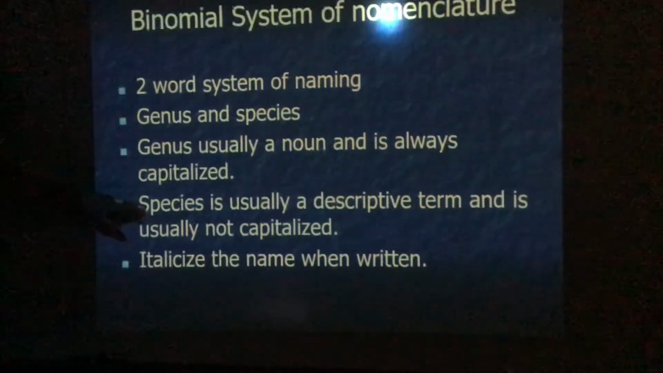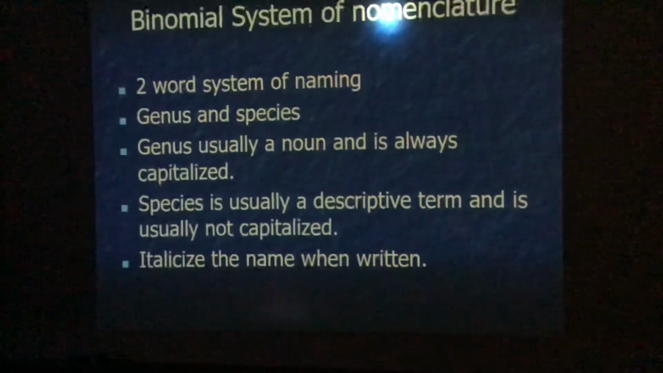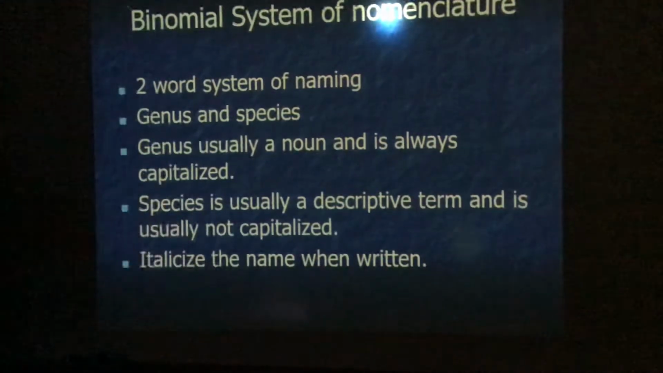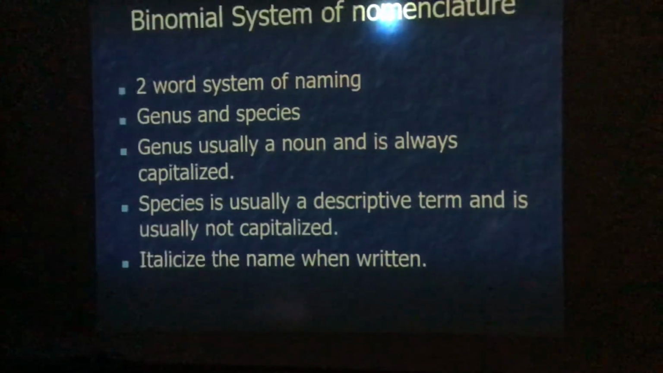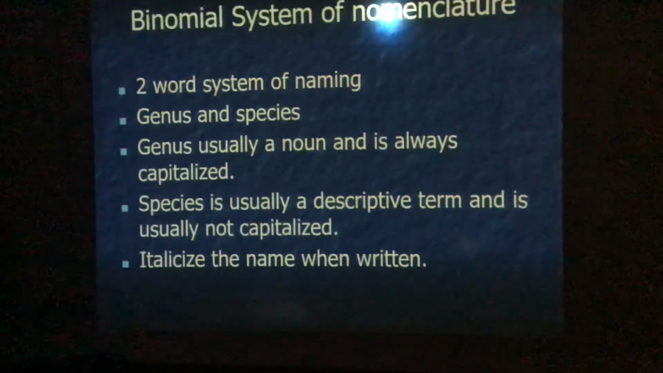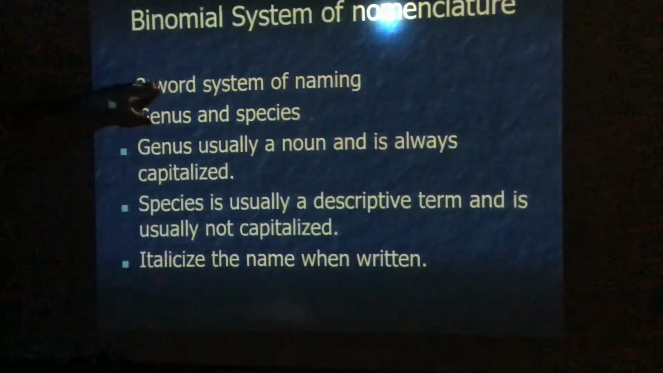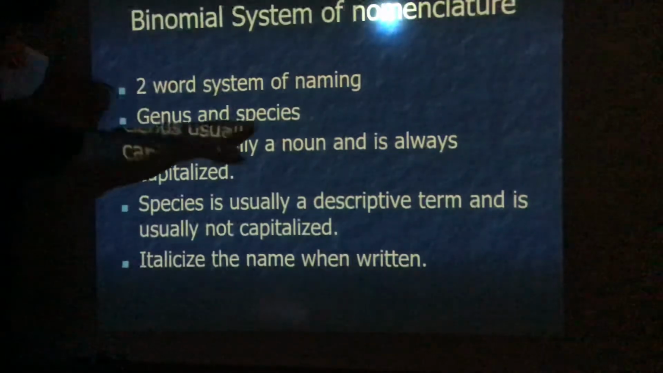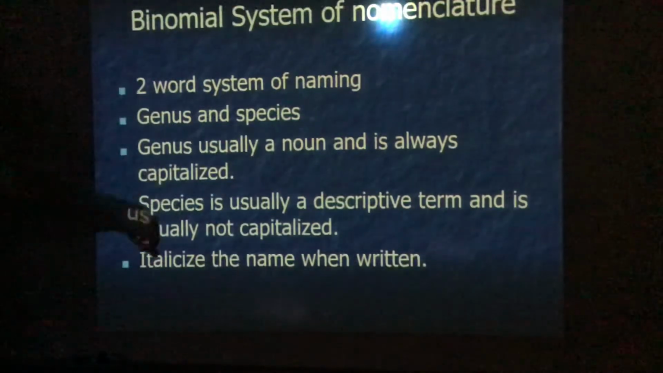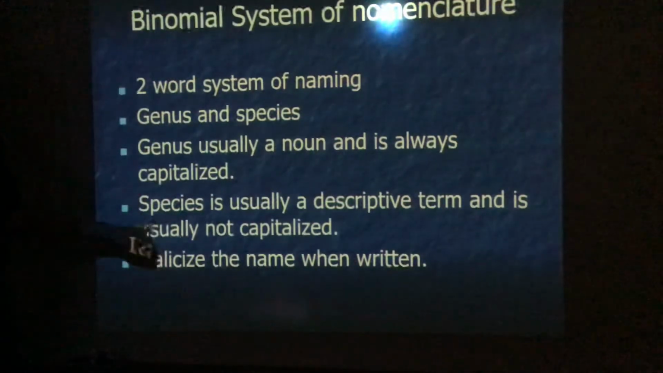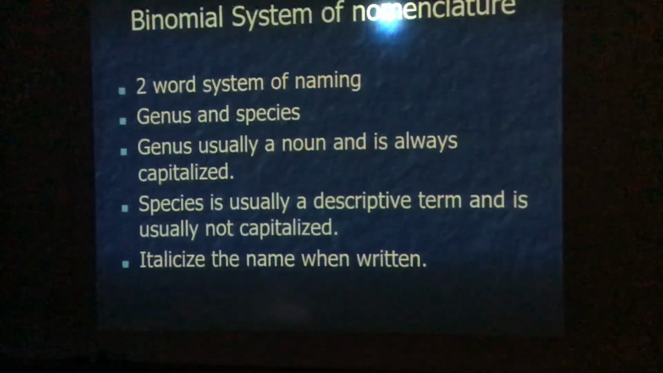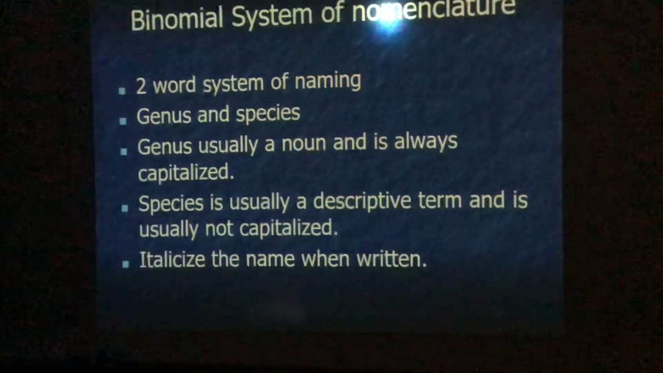The species is usually a descriptive term and usually not capitalized. And there's that italicized type, which I call calligraphy, when written. We'll show samples of that. But this is the two-word naming system. The first word is always a genus, the second is always a species. The genus is capitalized, and the species is not. That's also categories 6 and 7 in the Linnaean system. Makes sense? So this is how he set it up.